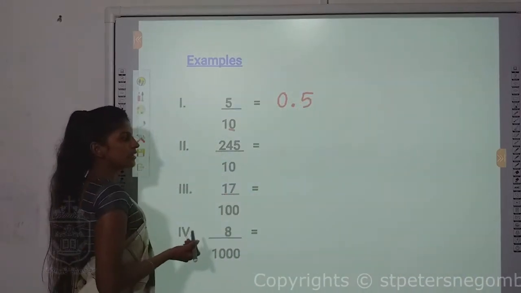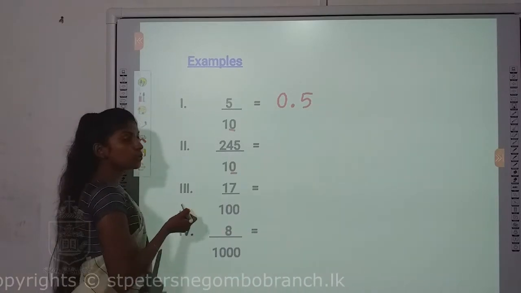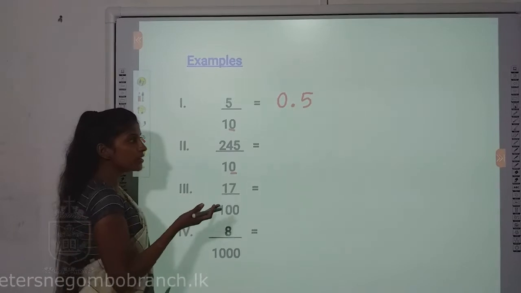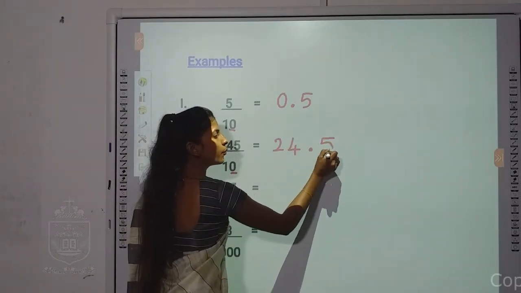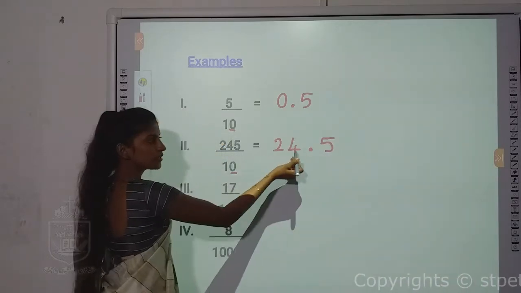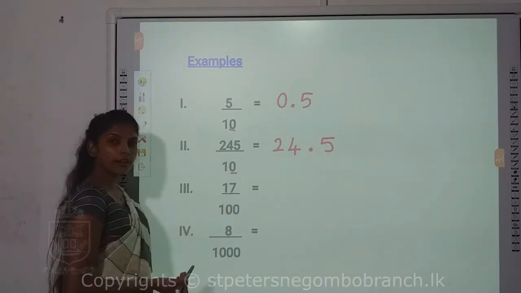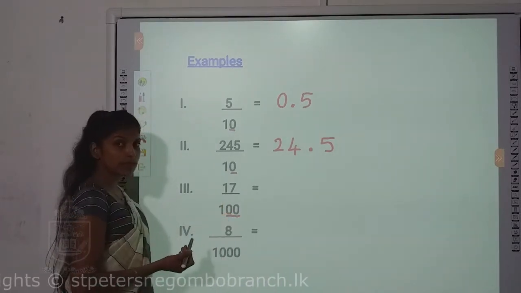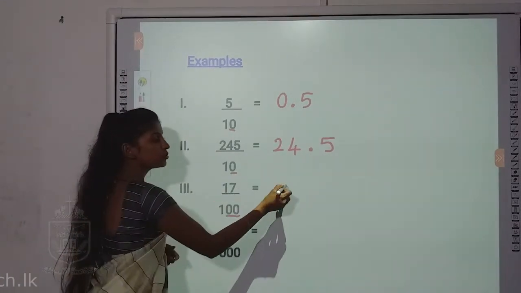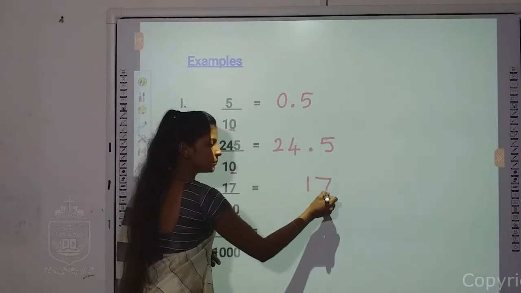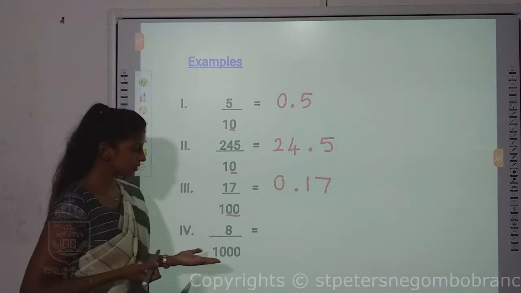0.5. Next, 245 over 10, one 0. So one decimal place in the answer. That means 24.5. One decimal place. That will become the whole number and this will become the decimal part. 17 over 100. 2 zeros, which means 2 decimal places should be there. That means 1, 2, 2 decimal places, so no number, therefore 0 should be included in front of the decimal point.